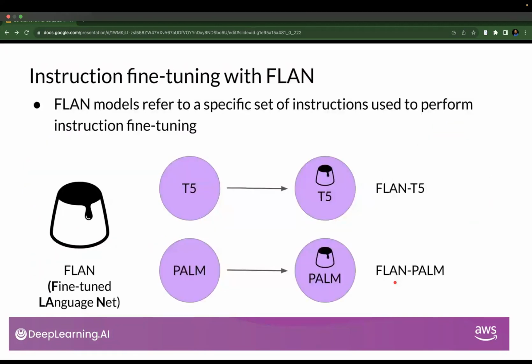And then we have FLAN, which is the fine-tuned language net. FLAN models are a specific set of instructions which are used to perform instruction fine tuning. So what happens is, FLAN is like the dessert. You take an existing pre-trained model and you create a FLAN version of that, which is instruction fine tuned on your specific task.